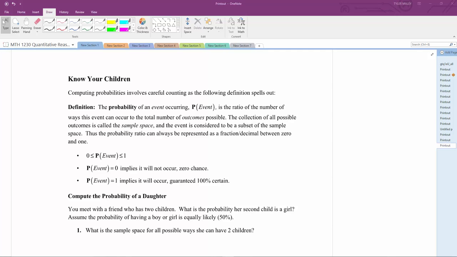Alright, so continuing on chapter 11, ready for the Know Your Children worksheet. The Know Your Children worksheet starts off with just some definitions, some things that we've looked at before, right?